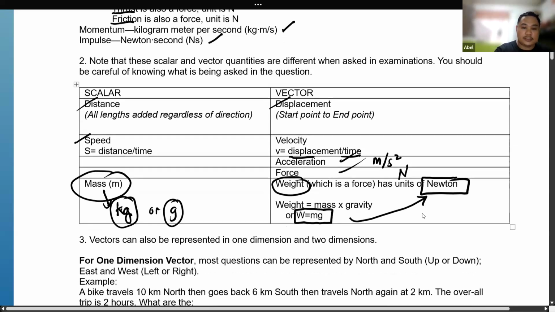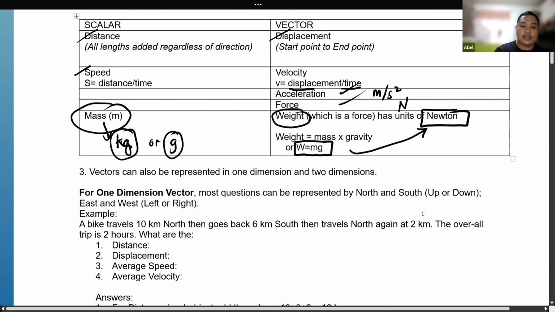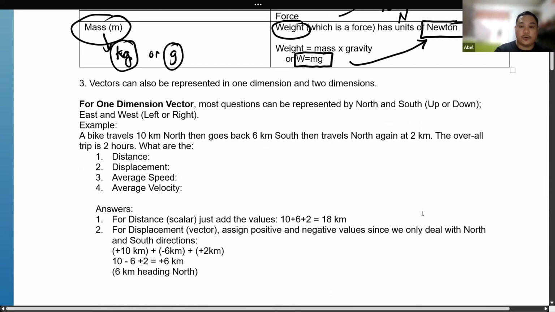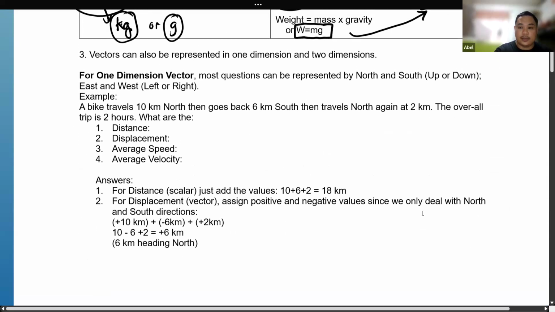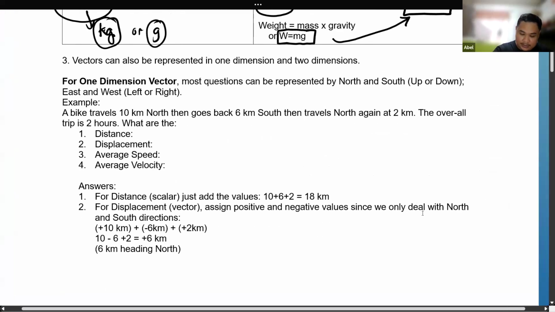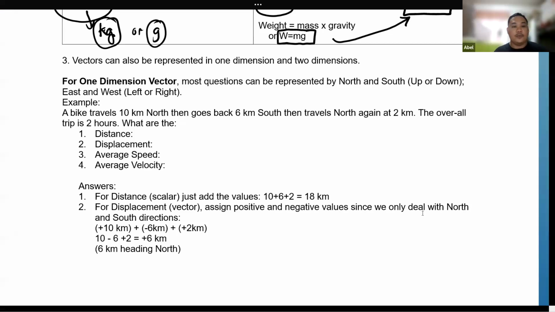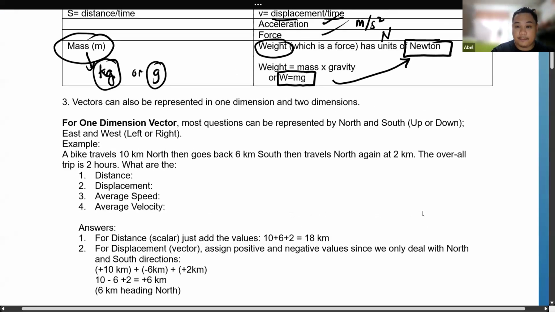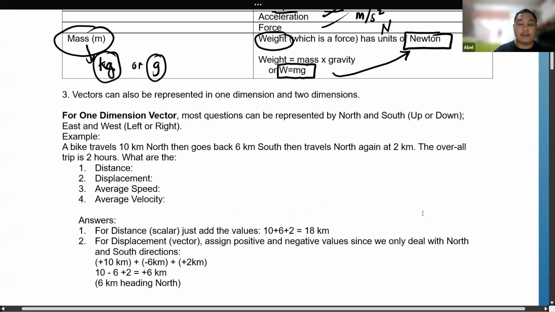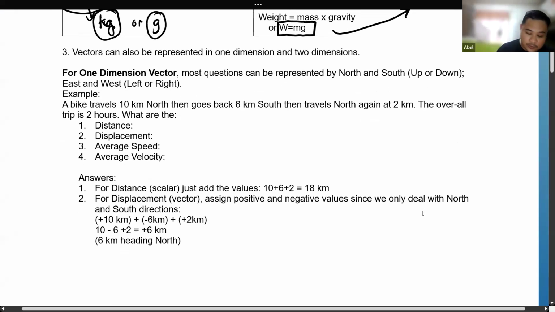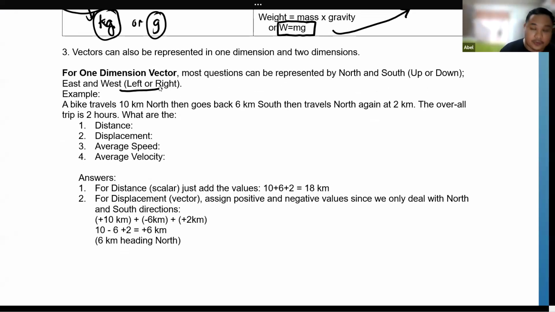So vectors can also be represented in one dimension or two dimensions. Okay, so what do we mean by this? One dimension, two dimensions. When this type of question is asked in the exam, they are usually referring to one dimension. What is this? It could be north and south, or up or down. Or it could be east and west, or left or right.